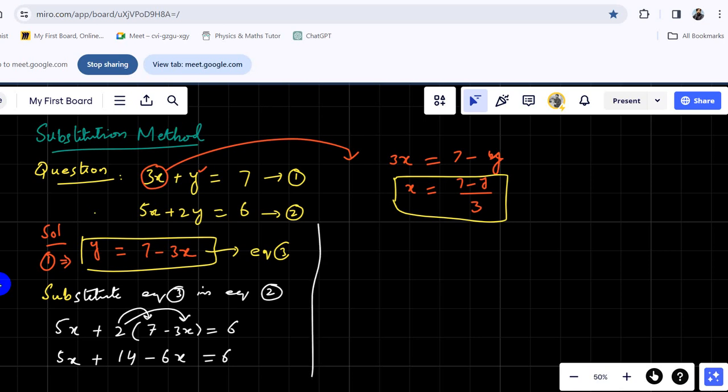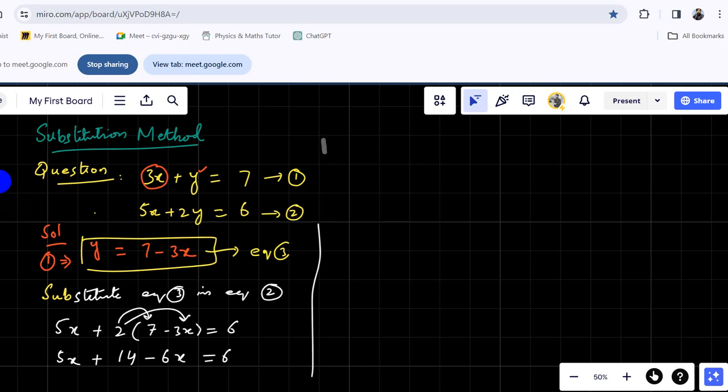Now simplify the like terms. We have two terms containing x on the left side. So 5x minus 6x, and 6 minus 14. So what will be 5 minus 6? Minus 1x. And what will be 6 minus 14? Minus 8, and x will be 8.